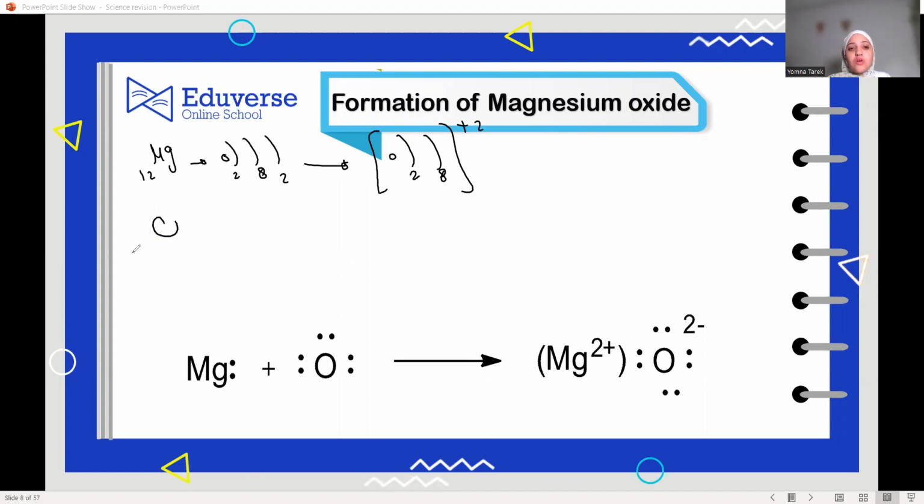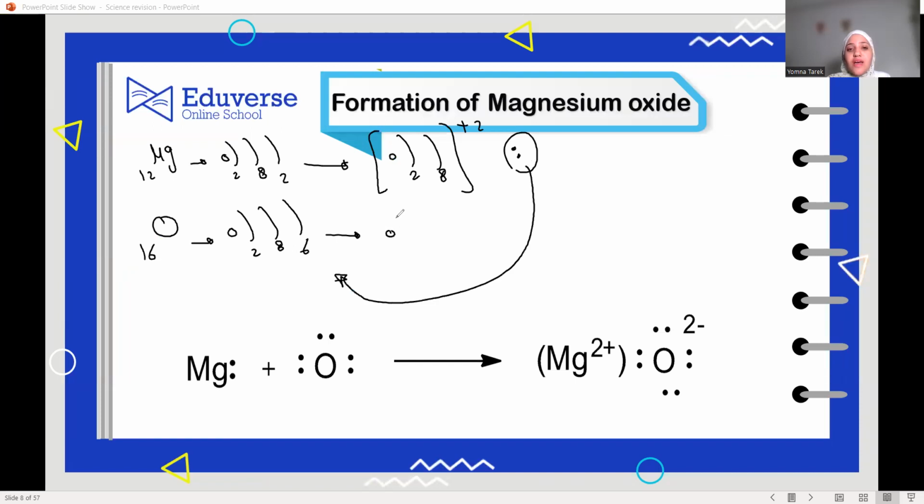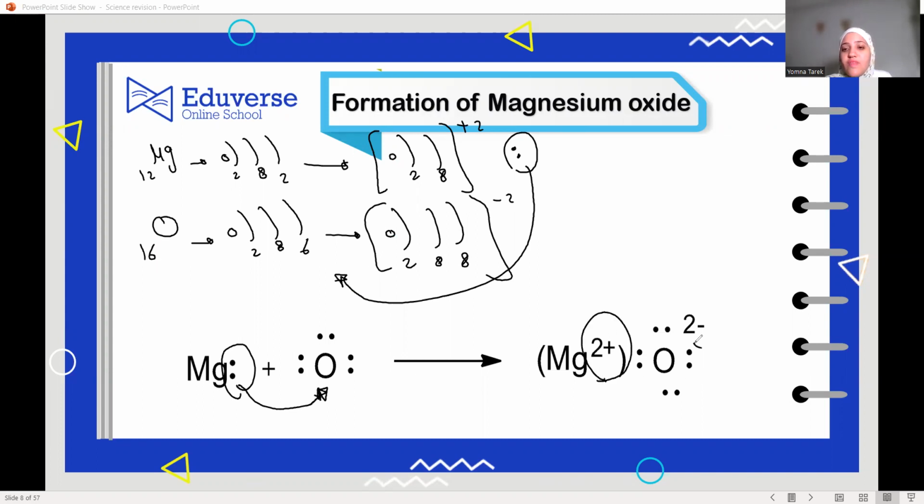Okay, what about oxygen? It's oxygen 16. So 2, 8, and here it's 6. So it will gain the 2 electrons that are lost by the magnesium. So these 2 electrons are going to be gained by the oxygen. And here it's going to be 2, 8, 8, and this is a negative ion. So the 2 electrons of magnesium are going to be lost and the oxygen is going to gain them. And then we have here positive 2 and negative 2. So we have here ionic bond.